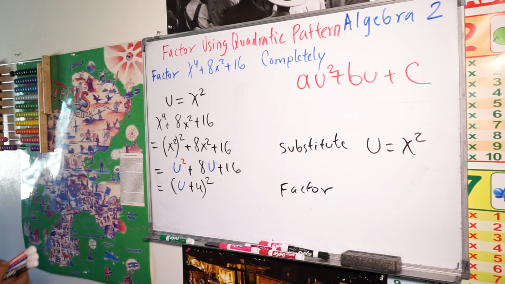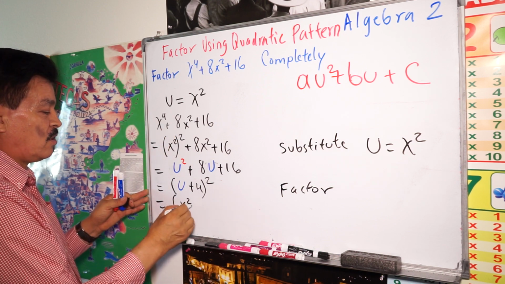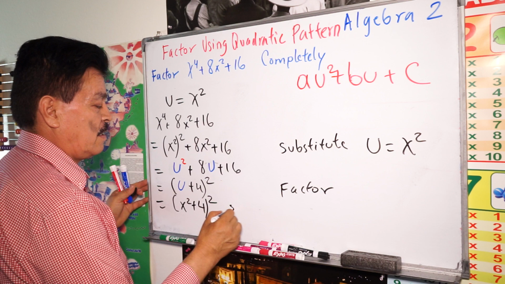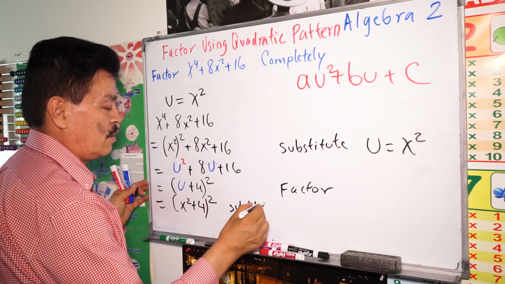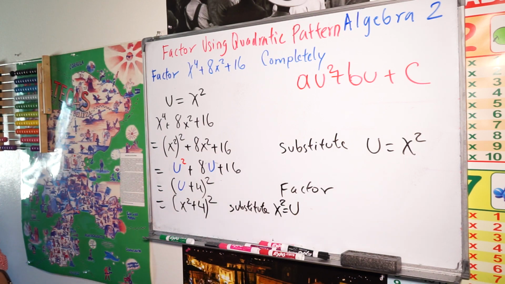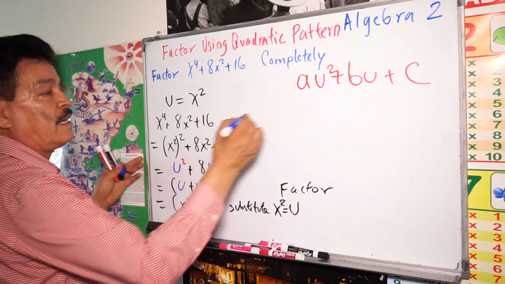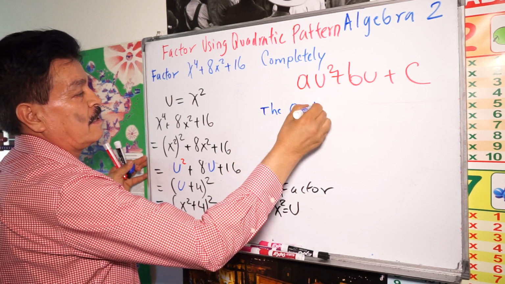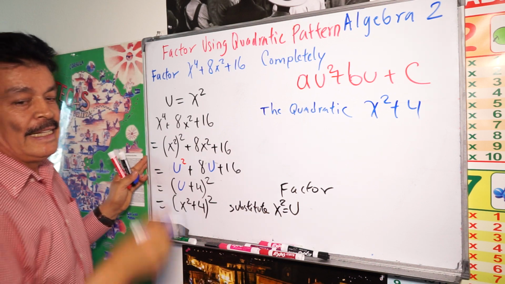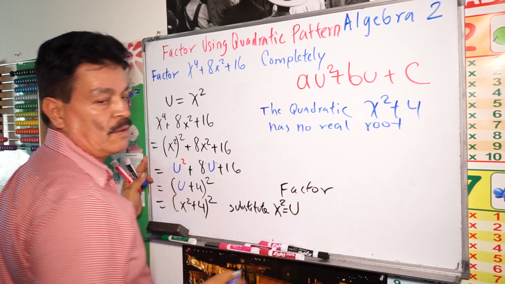All right. Then the next step is now the real problem here. Now the answer is x to the second power plus 4 to the second power, right? I substitute here x squared equals u, all right? So then our answer, the quadratic x to the second power plus 4 has no real root.